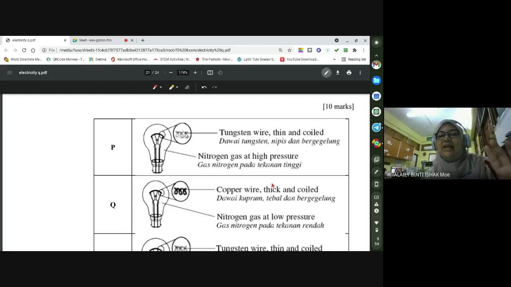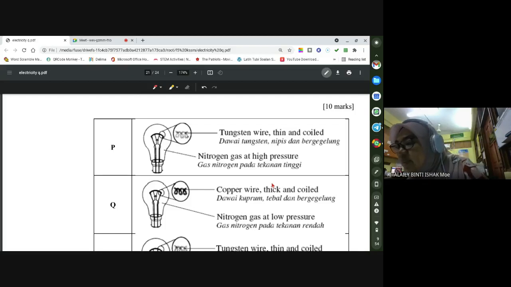And then as for the coil and non-coil wire, which one do you think is the best? Coiled wire or non-coiled wire? Smaller current produced cannot, because it is not a small current produced. It is due to the high resistance that converts the electrical energy to heat. So if you say small current produced, the heat produced will be lesser. Do you get me or not?